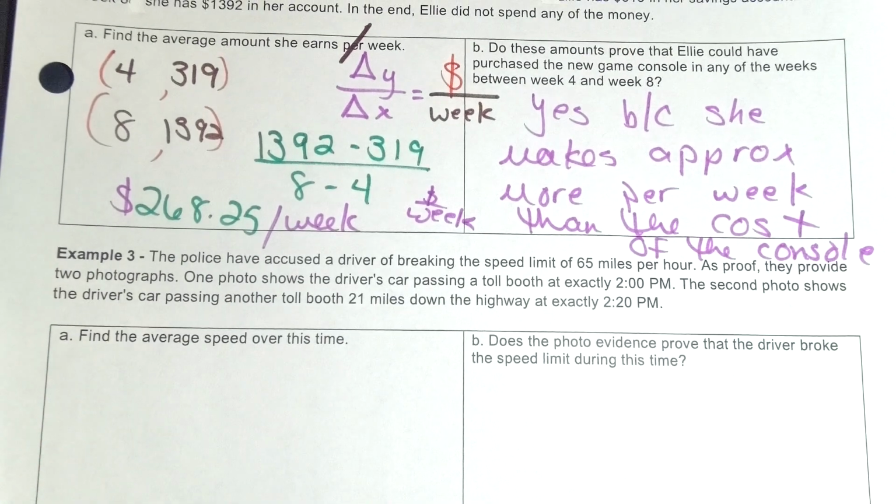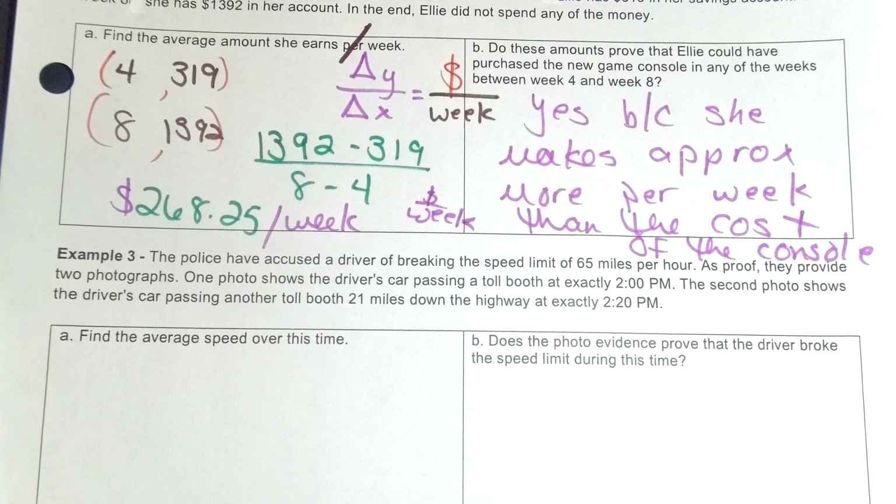Last one. The police have accused a driver of breaking the speed limit of 65 miles an hour. As proof, they provide 2 photographs. One photo shows the driver's car passing a toll booth at exactly 2 p.m. The second photo shows the driver's car passing another toll booth 21 miles down the highway at exactly 2:20 p.m. Find the average speed. Does the photo evidence prove that the driver broke the speed limit?